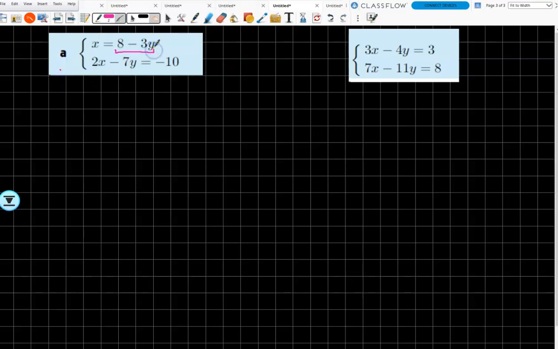Anyway, we've got x equals. And so what we're going to do is wherever x appears in the second equation, we are going to substitute, aka replace it with 8 take 3y, because that's what it's saying x is, correct? So instead of saying 2 times x, we will say 2 times (8 take 3y), take 7, equals minus 10.